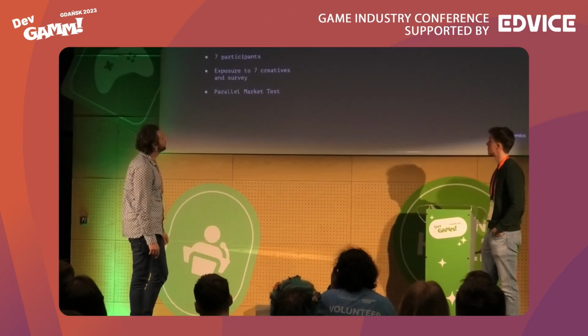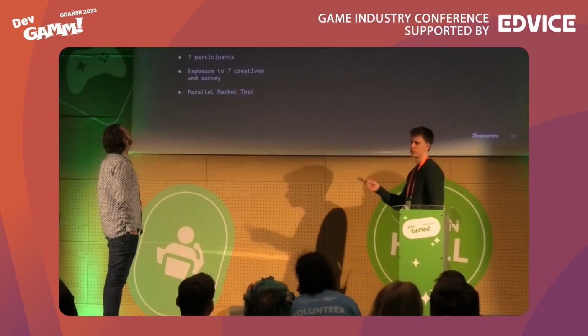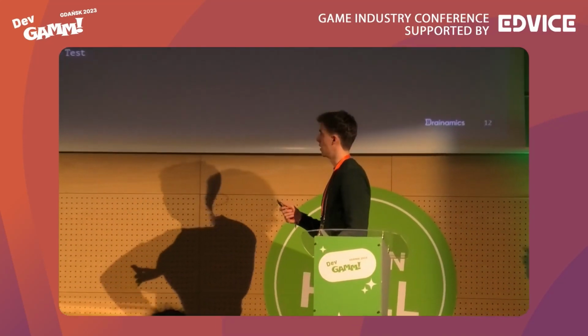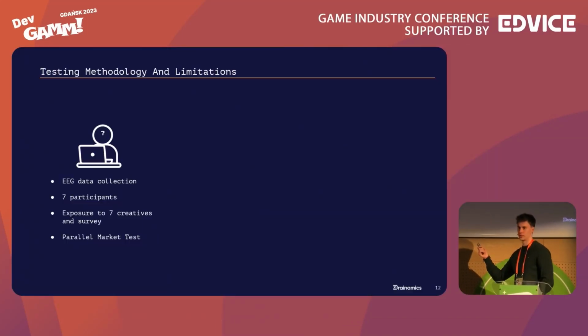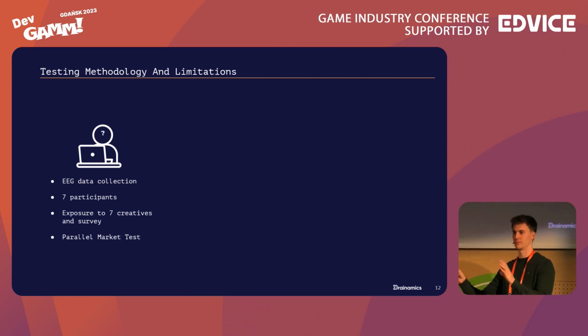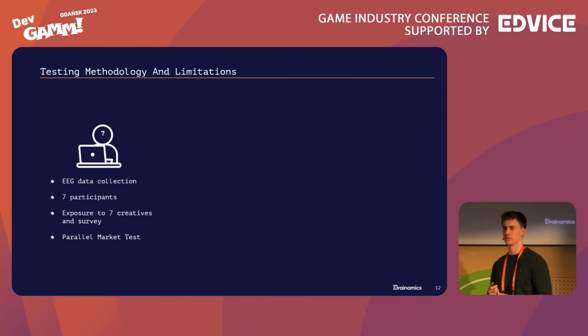All right, yeah. So the test that we did, specifically for the concept phase that Gustav described, was with 7 participants from the target group. And we exposed them to 7 creatives. So those ad-like clips that Gustav described. 30-second clips where the core mechanic and the core theme of the new concept were demonstrated. Kind of like an advertisement clip that we all see while we play mobile games.